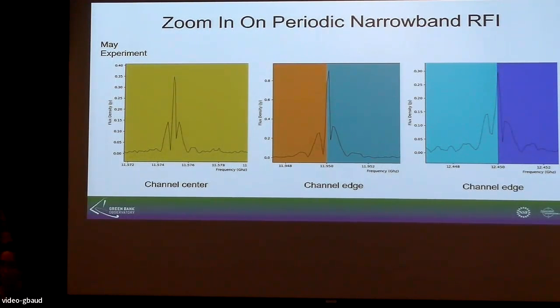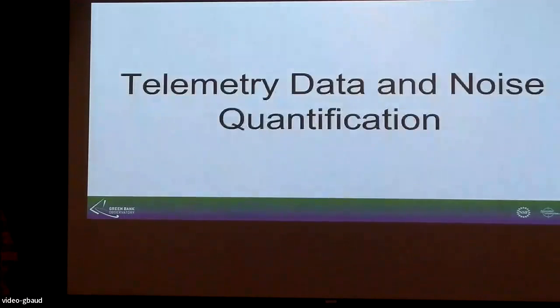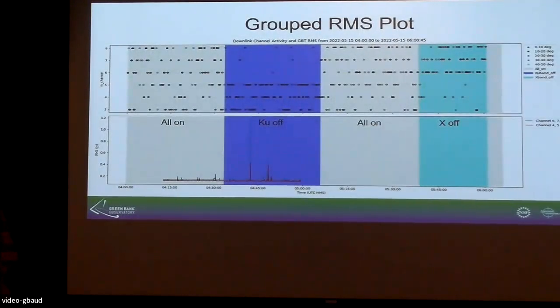So what's the periodicity? What's the time duration between those periodic signals? And how does that compare with the next satellite appearing overhead?